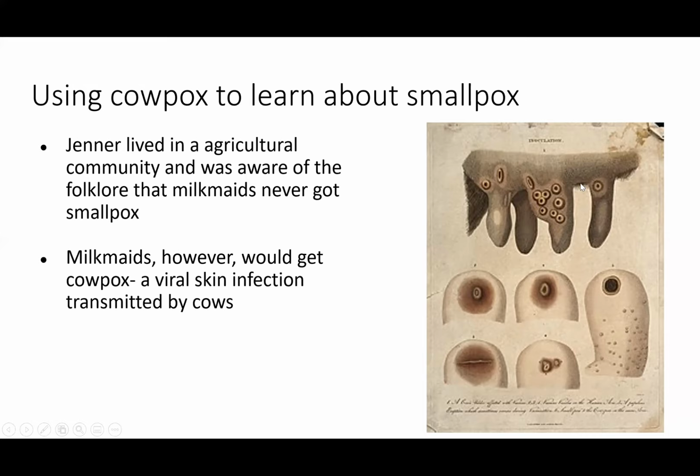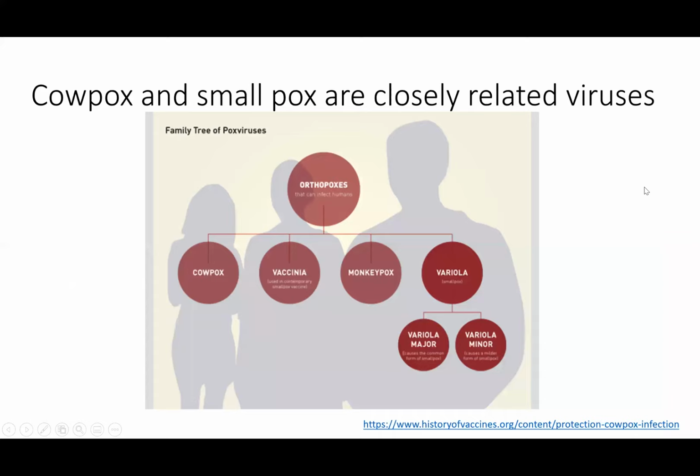Edward Jenner lived in an agricultural community, and he was aware of the folklore surrounding milkmaids in his community: that milkmaids never got smallpox. One of the interesting things Jenner noted was that milkmaids would never get smallpox, but they would be susceptible to cowpox, which is a viral skin infection found in both cows and humans. Smallpox and cowpox are a group of viruses called the orthopoxviruses.